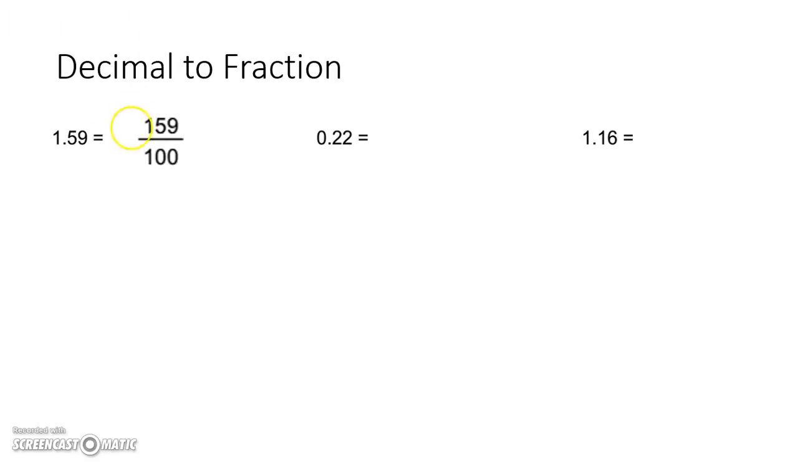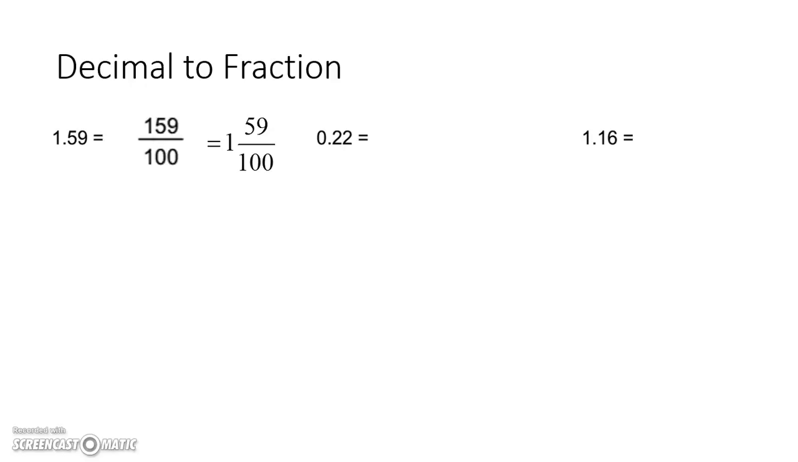If you dropped the decimal and said 159 over 100, you'd be all right, but then you'd have to simplify to get 1 59 over 100. Both of these are fine. They both equal the same thing. But this is the way that you are going to want to write it, which is exactly how you read it. Go ahead and try 22 hundredths.